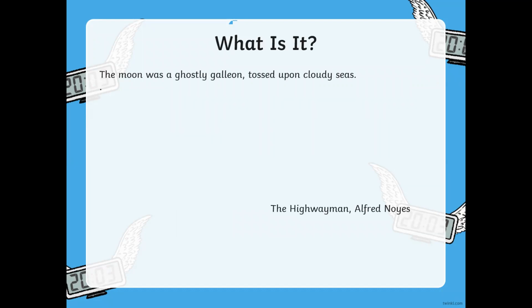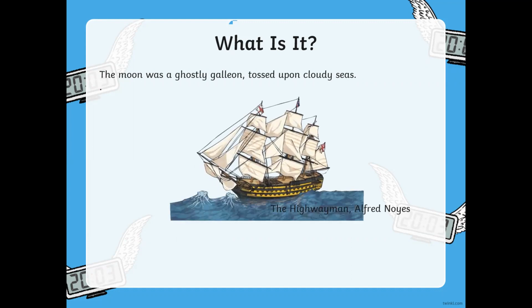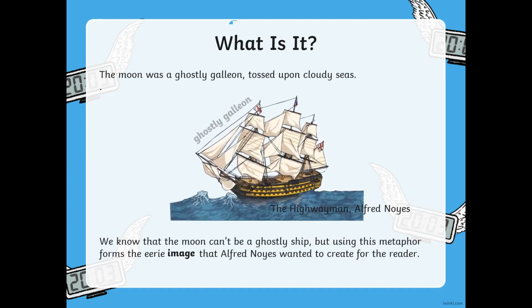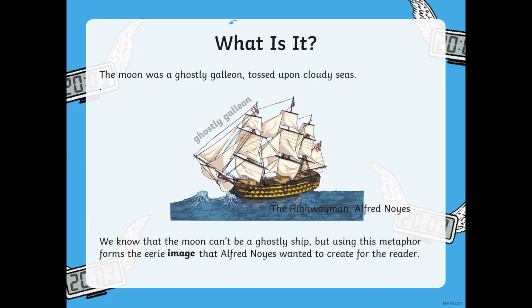So this is an example of a metaphor. I want Alicia to read this, please. The moon was a ghostly galleon tossed upon cloudy seas. We know that the moon can't be a ghostly ship, but using this metaphor forms an eerie image that Alfred Noyes wanted to create for the reader.